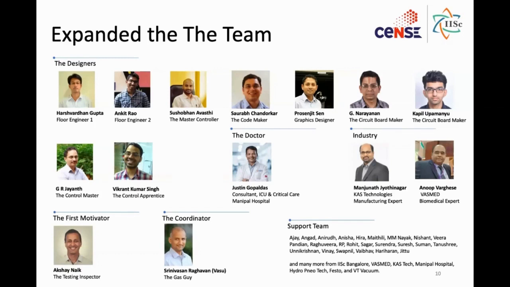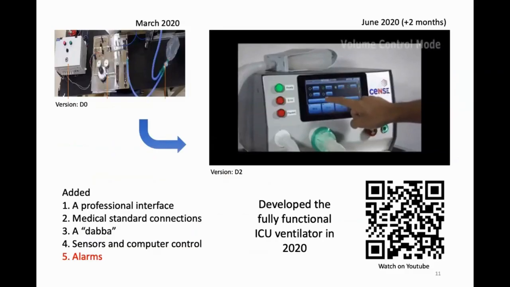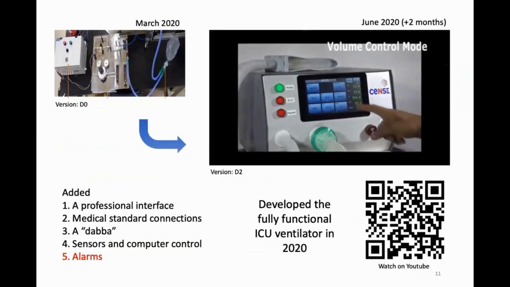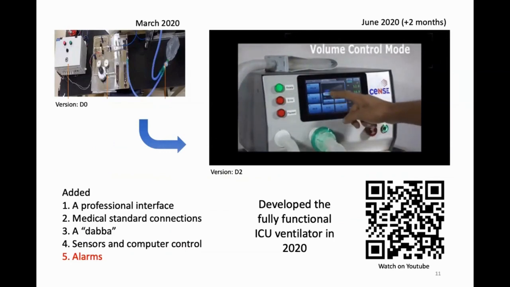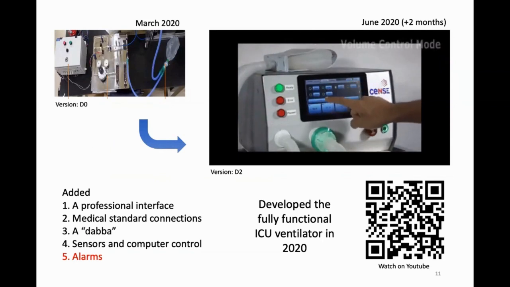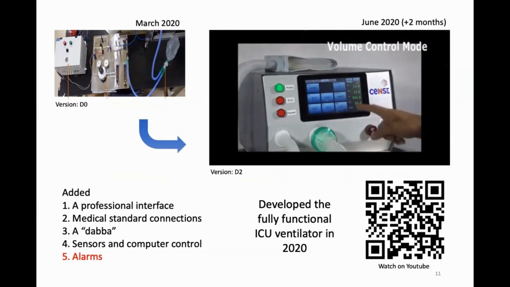And then we expanded the support team even larger. And all of this, after 2 months, got us to this point, which is what we call the D1 prototype. It basically had an interface, it has some buttons, you can control things in a reasonable fashion. It has standard medical connections that can actually go and attach themselves to a hospital.